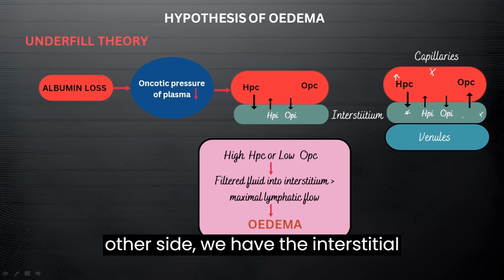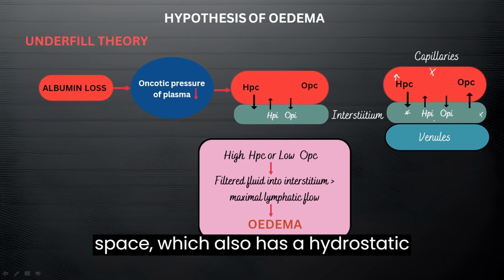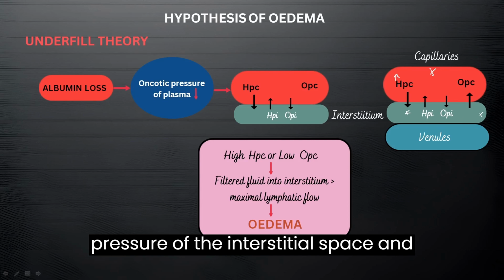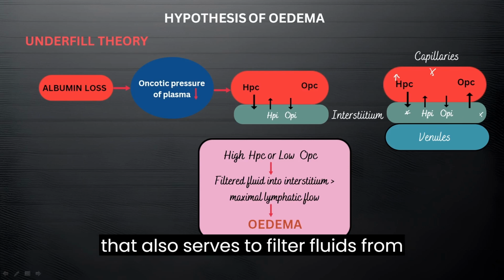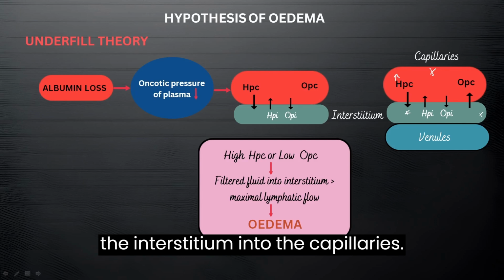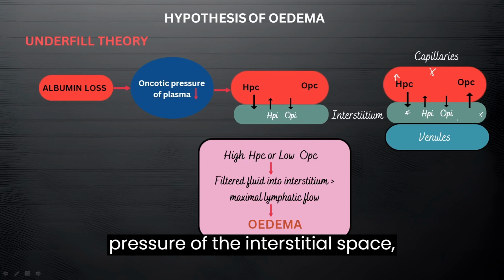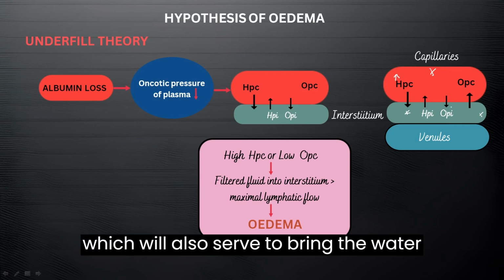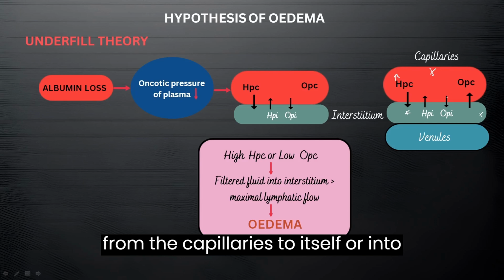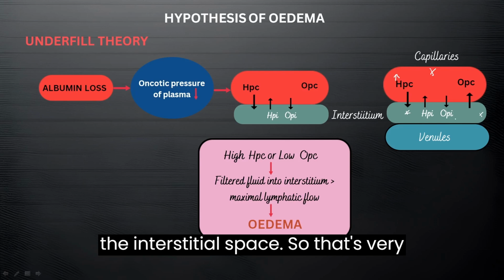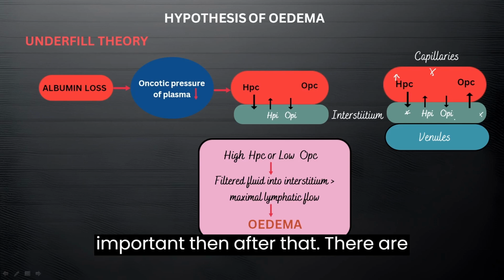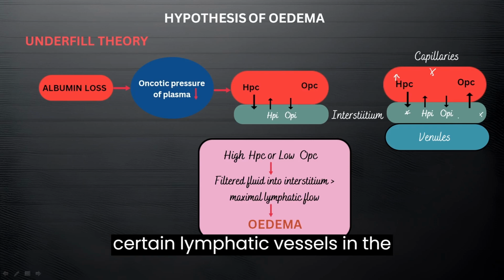Now, on the other side, we have the interstitial space, which also has a hydrostatic pressure of the interstitial space, and that also serves to filter fluids from the interstitium into the capillaries. And a similar thing with the oncotic pressure of the interstitial space, which will also serve to bring the water from the capillaries to itself or into the interstitial space. So that's very important.